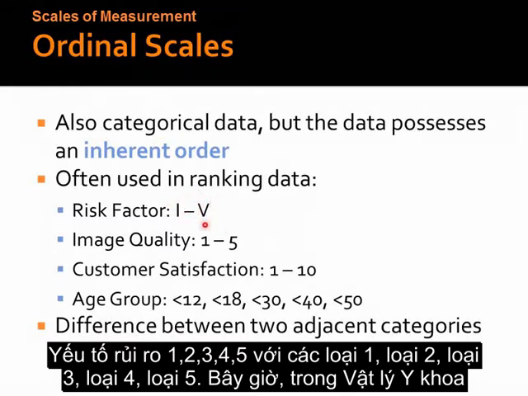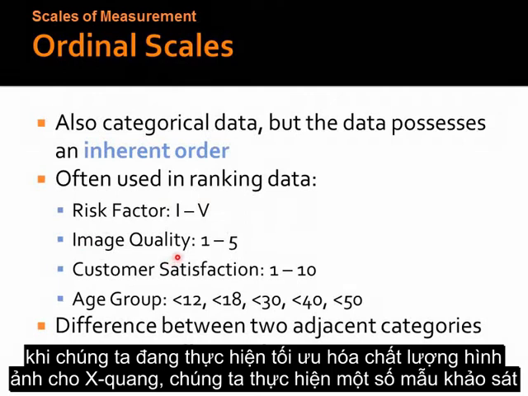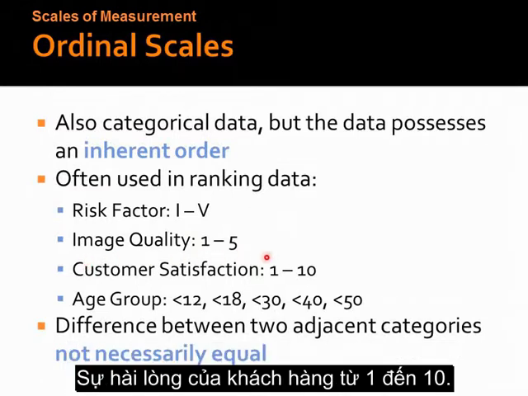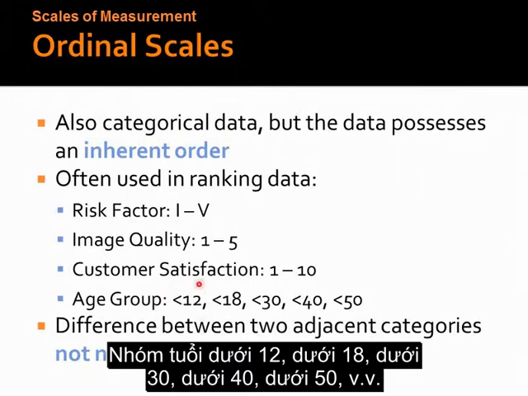Risk factors 1, 2, 3, 4, 5: category 1, category 2, category 3, category 4, category 5. For medical physics, when we're doing image quality optimization for x-rays, for example, we may do some kind of survey form, and we ask people to rate the image quality 1, 2, 3, 4, 5. Outside the medical field, customer satisfaction forms, customer satisfaction from 1 to 10. Age groups: below 12, below 18, below 30, below 40, below 50, and so on and so forth.